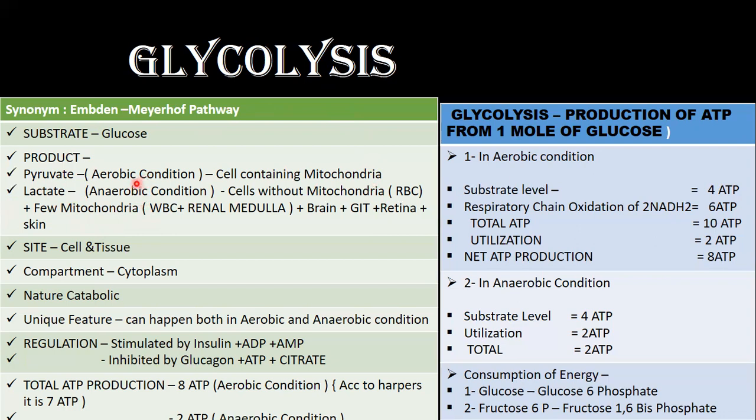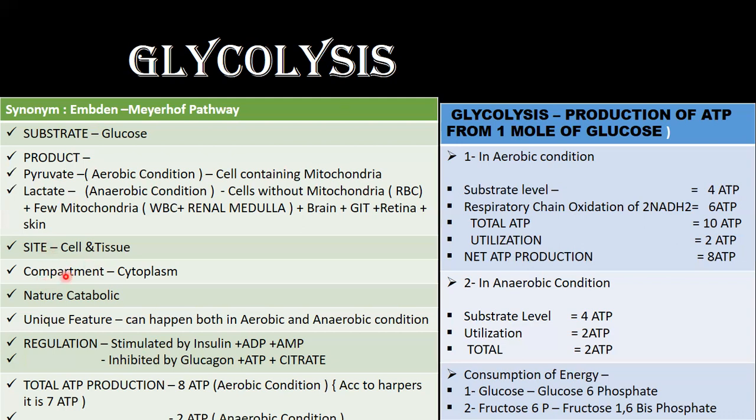Coming to the sites, pyruvate is formed in all the cells which contain mitochondria, and lactate is formed where cells do not contain mitochondria, like the RBCs, and in cells which have few mitochondria, like WBC, renal medulla, brain, GIT, retina, skin. This is one of the most important MCQs which might come about the aerobic and anaerobic condition sites. And the site is cells and tissue, as we see.